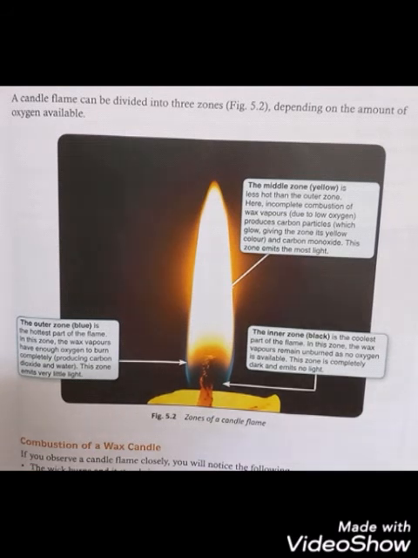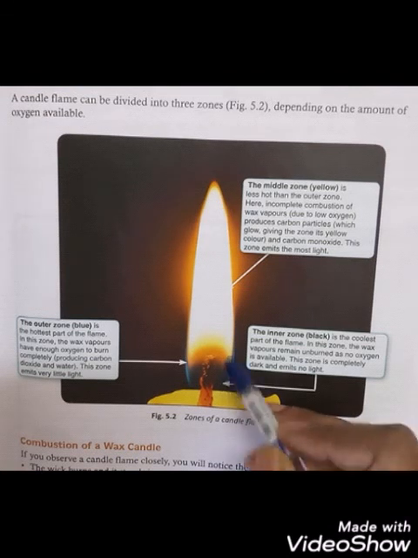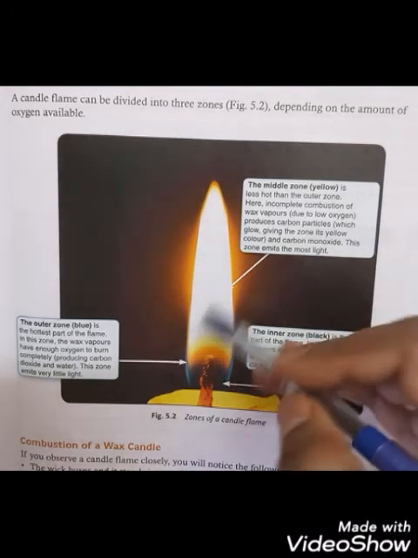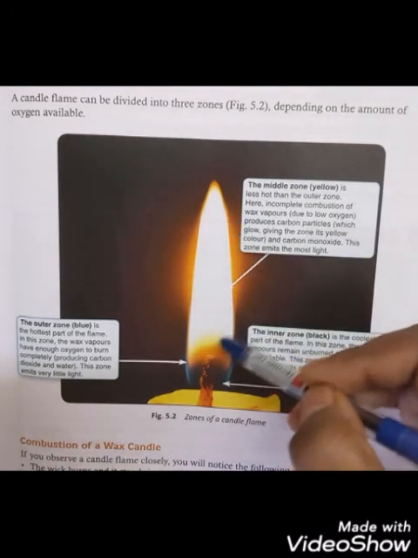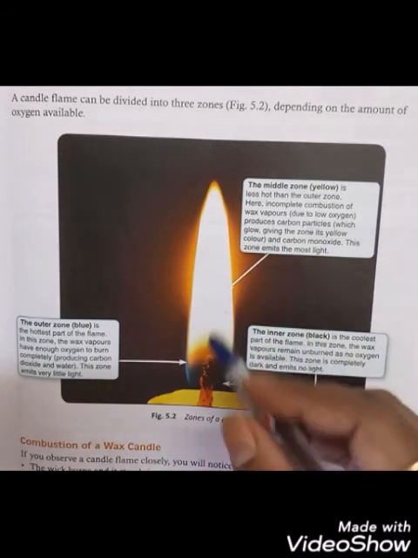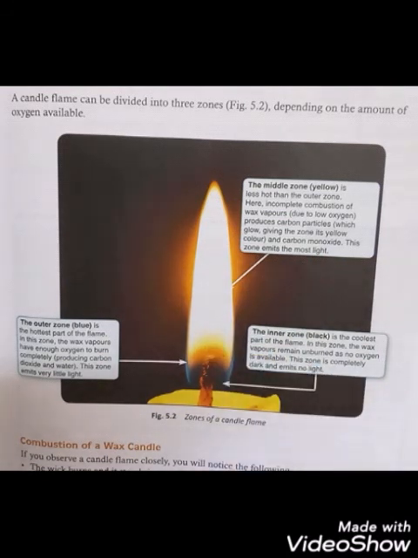So when there is complete burning, what is produced? Carbon dioxide and water. So this zone will emit very little light. Then the middle zone is yellow in color and is less hot than the outer zone.